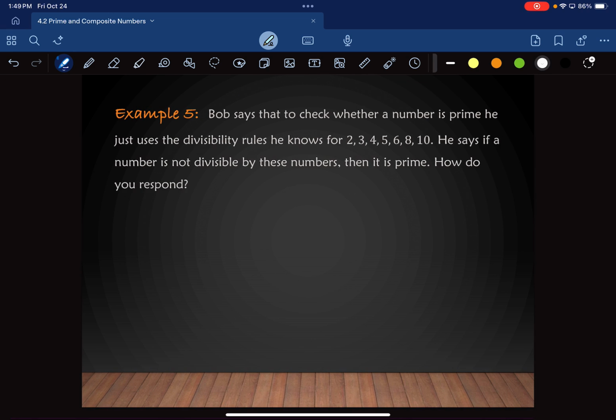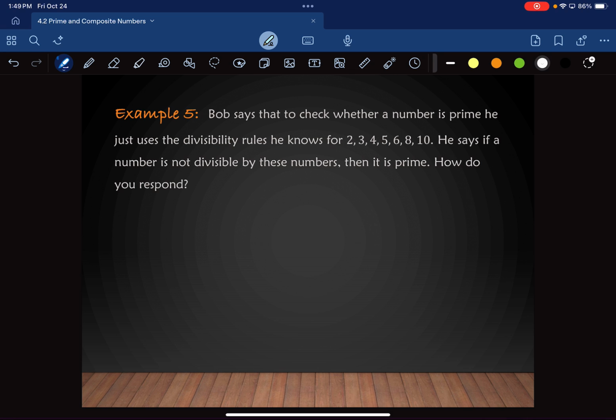Bob says that to check whether a number is prime, he uses the divisibility rules he knows for 2, 3, 4, 5, 6, 8, 10. He says if a number is not divisible by these numbers, then it's prime. How do you respond? Okay, will it work? Let's start with that. If he tests 2, 3, 4, 5, 6, 8, and 10, will he for sure know if a number is prime or composite?